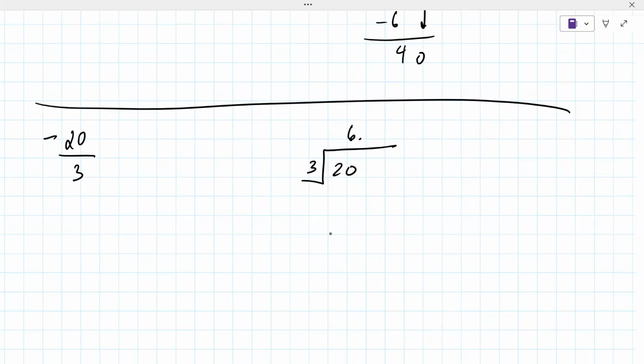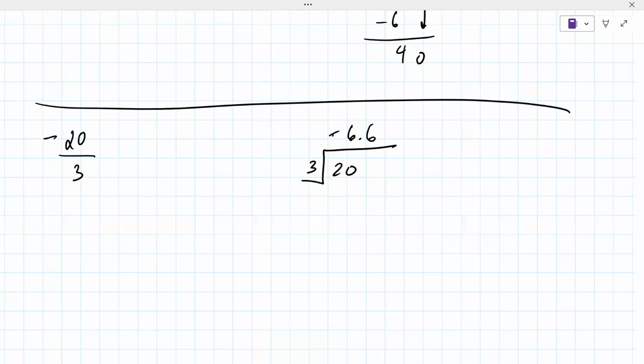So it'd be 6.6 repeating. Negative 6.6 repeating. Yeah, it'd be negative. Very good. All right.